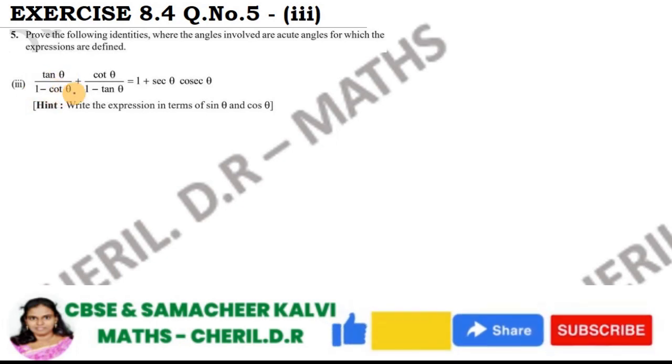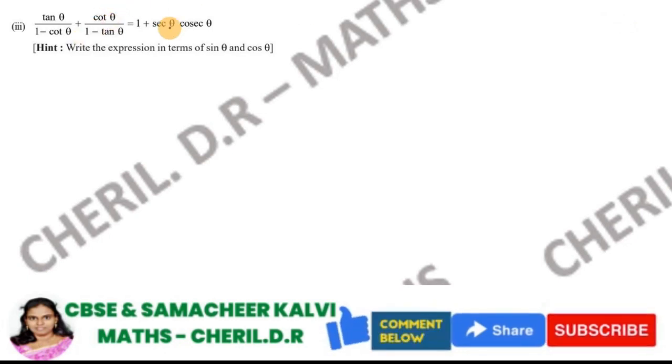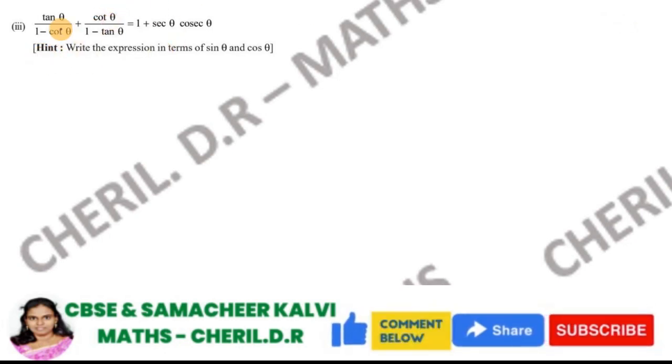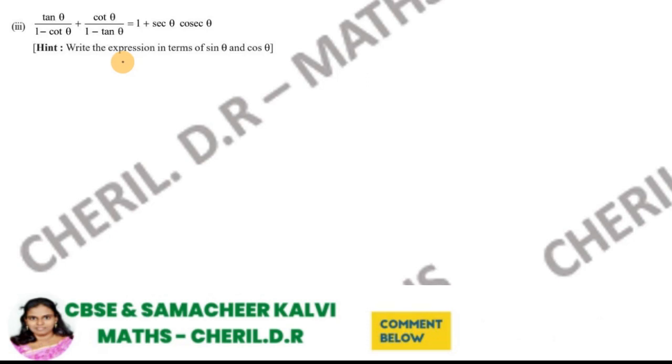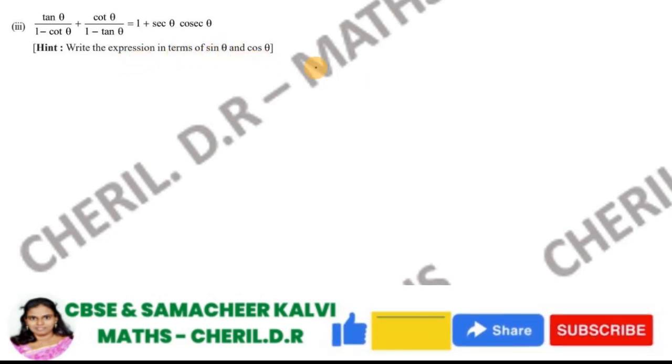tan theta by 1 minus cot theta plus cot theta by 1 minus tan theta is equal to 1 plus secant theta into cosecant theta. We will have to prove this identity. Here in our textbook, they have given a hint: write the expression in terms of sin theta and cos theta.